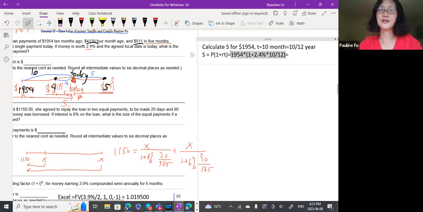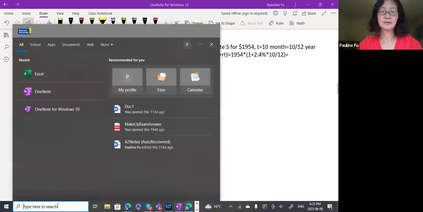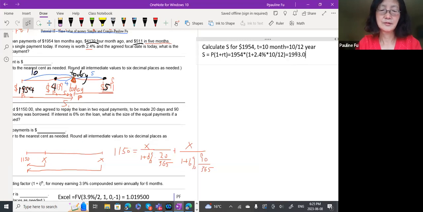Okay, so we need to do this calculation. So what is this? I will just copy to Excel. I use column B. So this is the result, 1993.08. Okay. So this is this one. And then I will just copy this to make modification for next calculation.